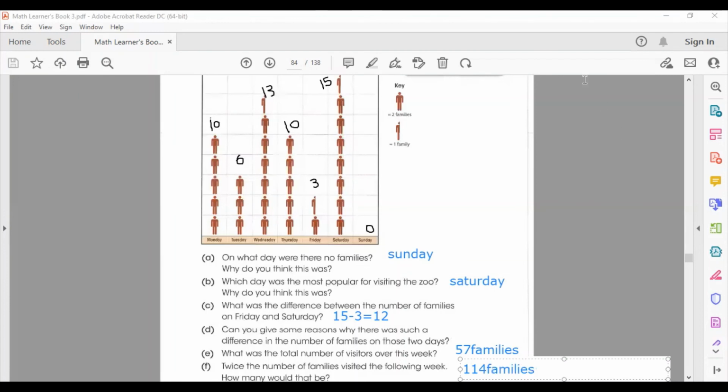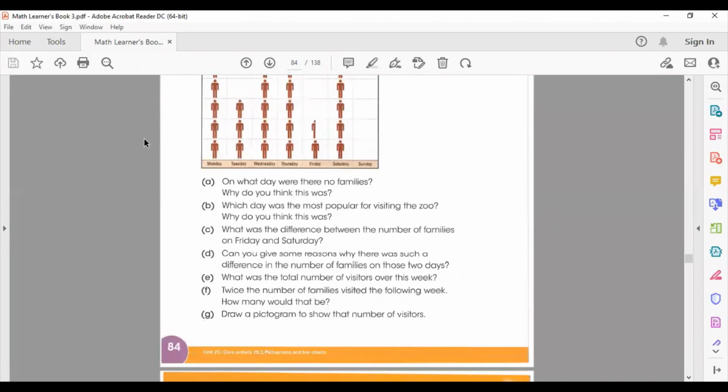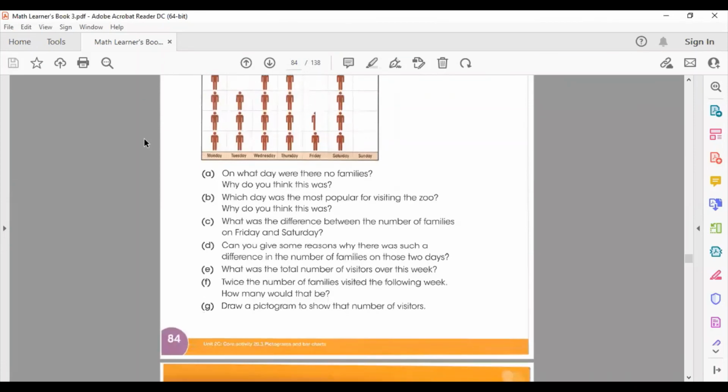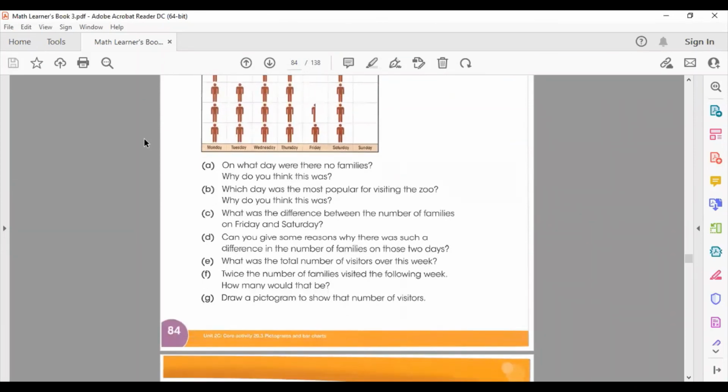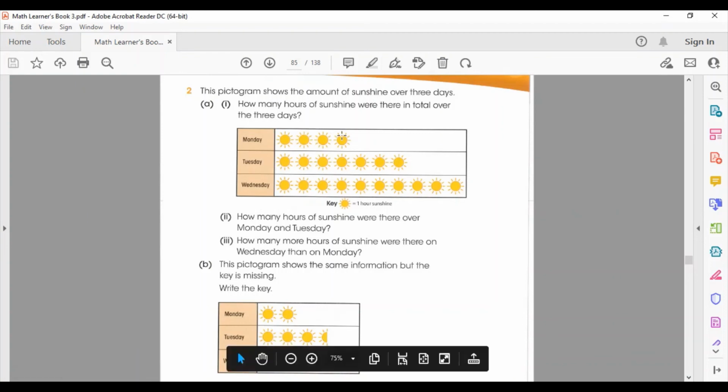Let us move to the next question. Draw a pictogram to show the number of visitors. We need to draw. Question number 2. The pictogram shows the amount of sunshine over 3 days. How many hours of sunshine were there in total over 3 days?